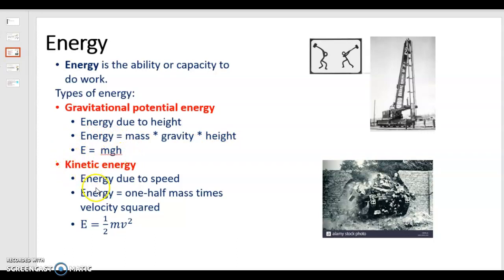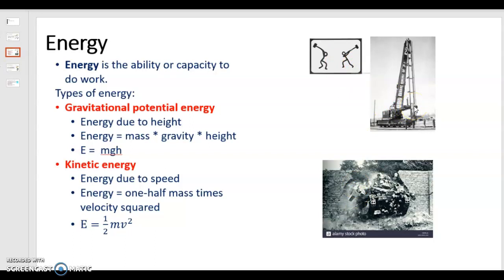Kinetic energy is energy due to speed, and its formula is 1/2 mass times velocity squared. So 1/2 times the mass of the object times the speed of the object squared, or the velocity of the object squared. And so here we have a couple of examples.